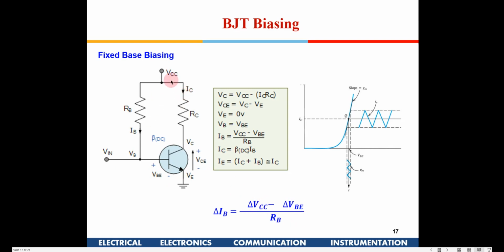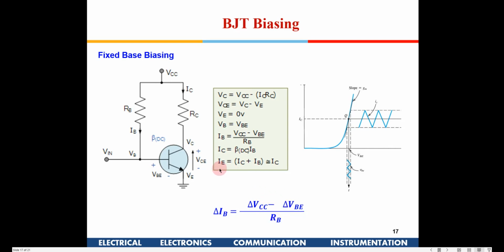Because there will be fluctuations in the power supply also. We don't want the biasing in such a manner that a small fluctuation in the power supply will cause the operating point to shift. We don't want that condition. So that is the reason we are analyzing the effect of a change of VCC also. Any change of VCC will cause a change of base current also, and the equation will be delta VC divided by RB.